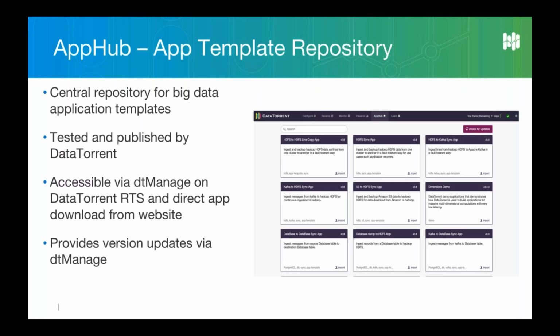These app templates are available as part of what we call AppHub. AppHub is available as part of DataTorrent's enterprise offering, RTS, and quite a few of these app templates are also downloadable from our website, datatorrent.com. These have been tested by our QA team thoroughly and published on the website, and are also available as part of the RTS offering. As part of the future, we are looking at version upgrades for these particular app templates, which you can visualize through our RTS DT managed console.